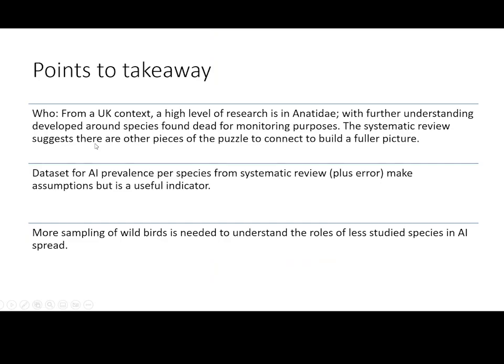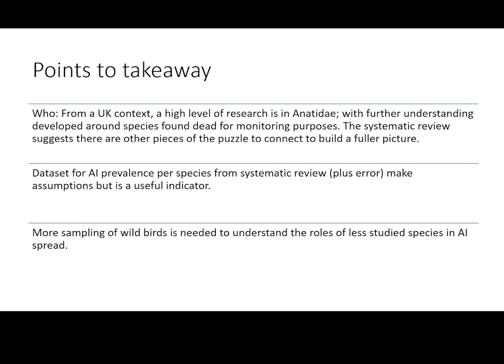The key points to take away from this is kind of the who. If you took it from a UK context, there's a high level of research in Anatidae, which, you know, it seems to be warranted. With further understanding developed around species found dead for monitoring purposes, which tends to be larger species that are easier to find. So systematic review suggests that there are other pieces of the puzzle to connect to build a fuller picture. So we need to know the roles of other species here.